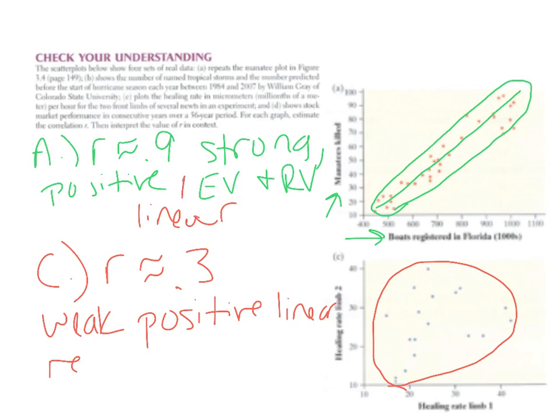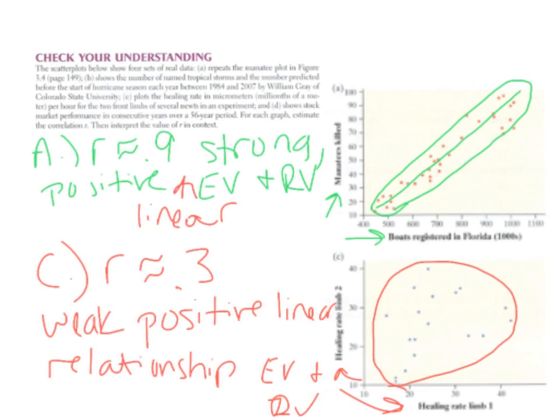Weak, positive, linear relationship, again using my context between the explanatory variable and the response variable. So between the healing rate of limb 1 and the healing rate of limb 2. This was about the healing rate of front limbs in a kind of newt during an experiment. With a low correlation close to zero, I have a weak positive linear relationship between the healing rate of limb 1 and limb 2.